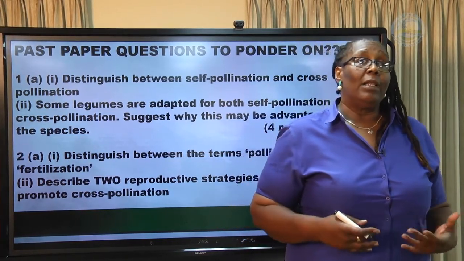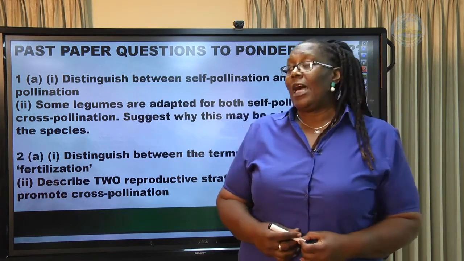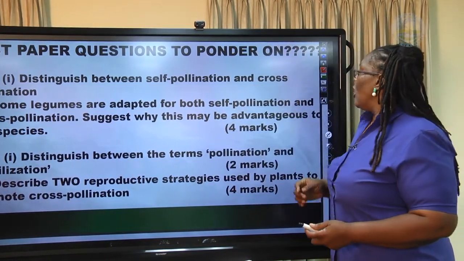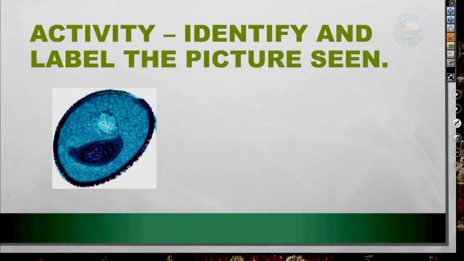Right? It will be sterile to its own self. Good? So those are the mechanisms which encourage cross-pollination. Right? So another activity, I would like you to be able to draw the pollen grain.